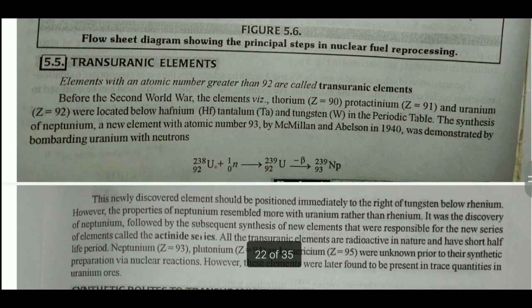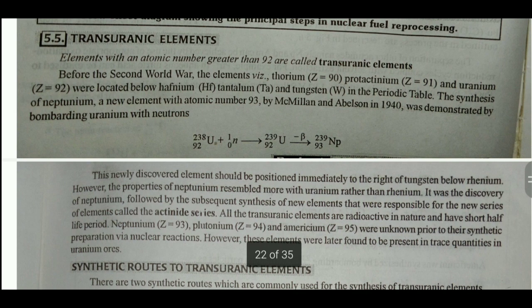Transuranic elements. Elements with an atomic number greater than 92 are called transuranic elements. Before the Second World War, the elements thorium, protactinium and uranium were located below hafnium, tantalum and tungsten in the periodic table.